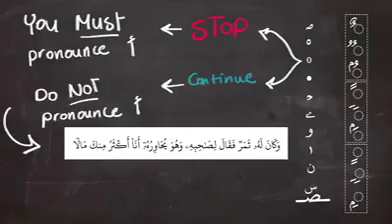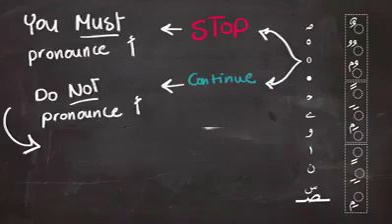And you will say, وَهُوَ يُحَاوِرُهُ أَنَا. But if you continue, you will not pronounce the alif. وَهُوَ يُحَاوِرُهُ أَنَا أَكْثَرُ مِنْكَ مَالًا. So I didn't pronounce the alif when I continued reading the word.